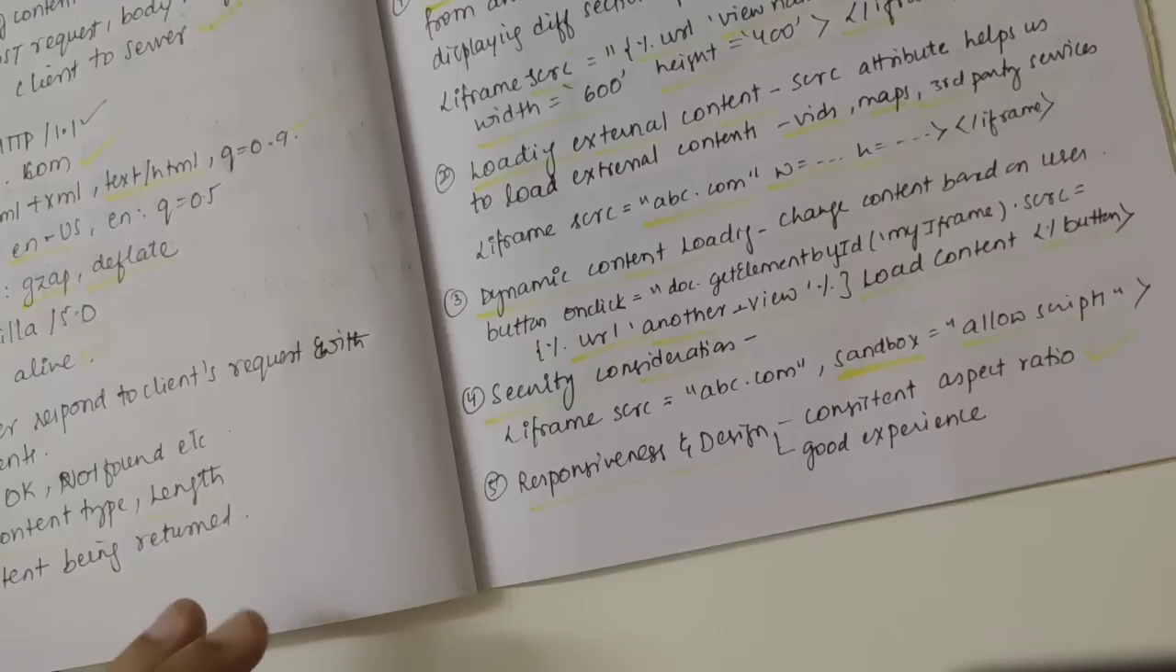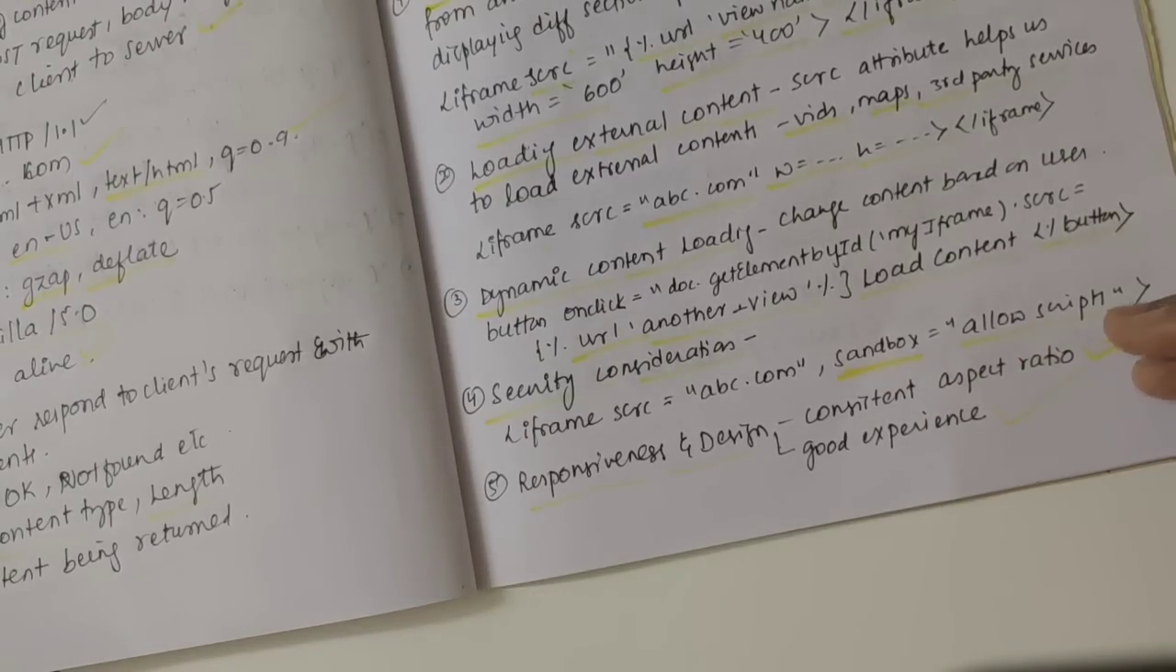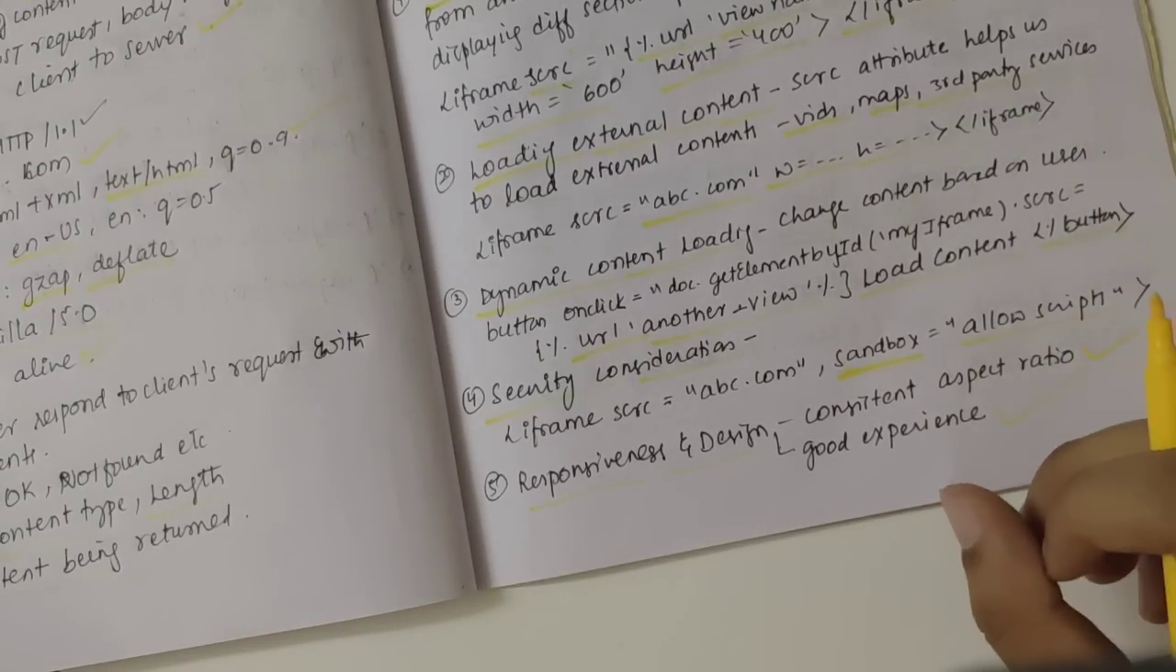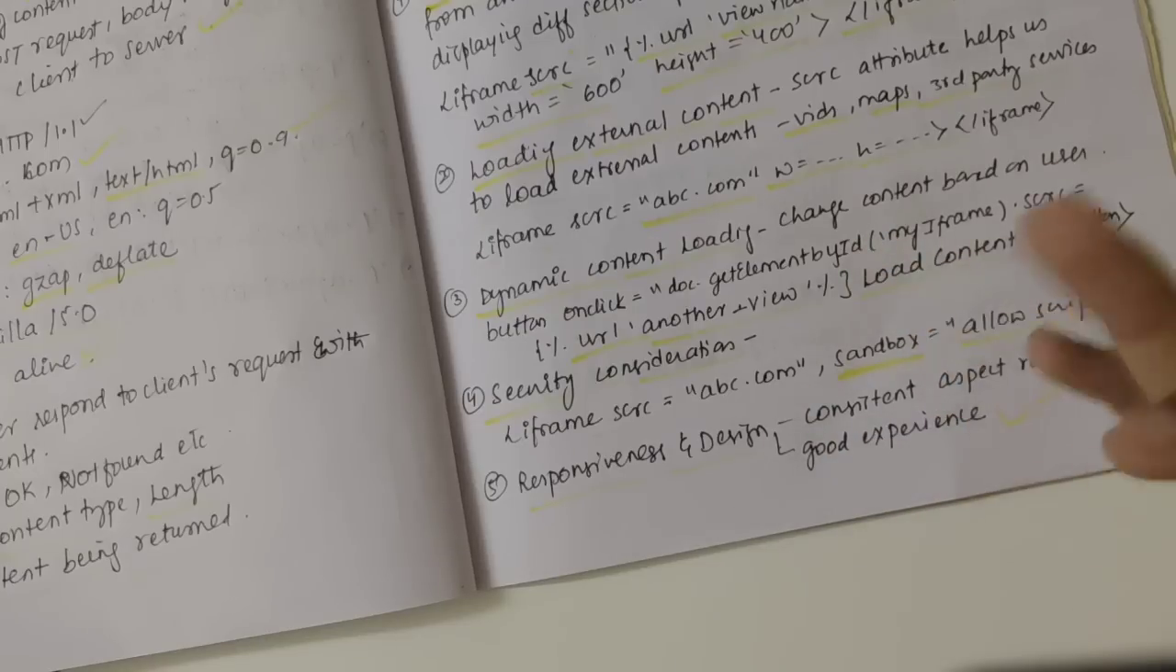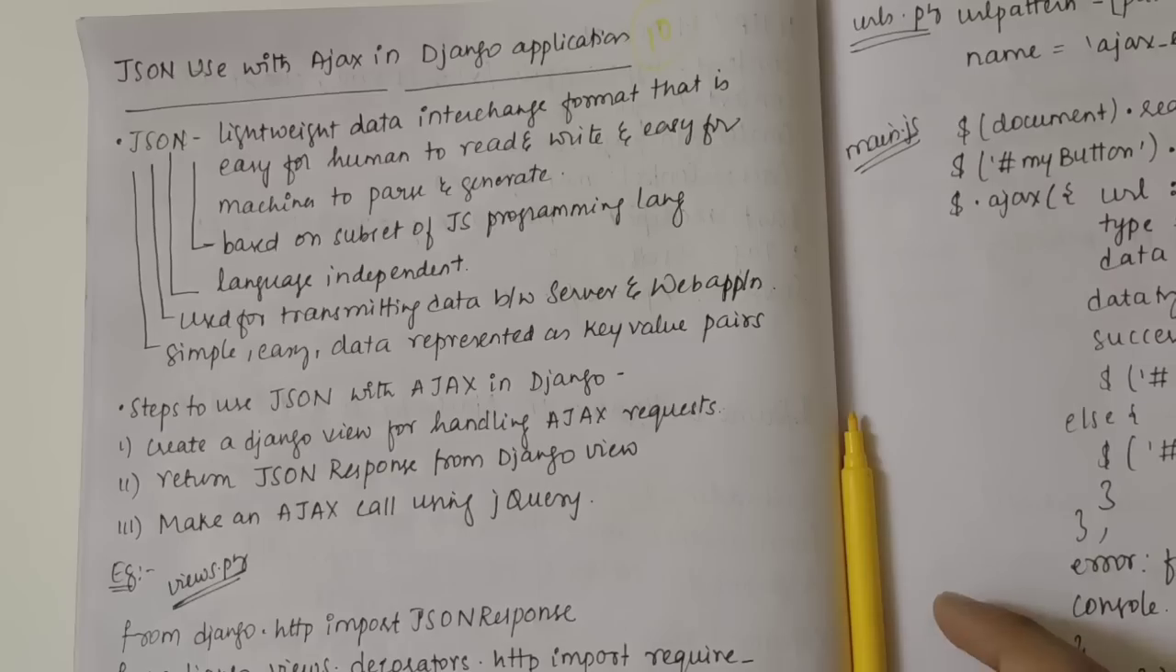So the aspect ratio would be standard, and along with that it provides a good experience. That is, if we resize our particular window, then there should not be any fluctuations, right? It has to properly display. So for that we can make use of.